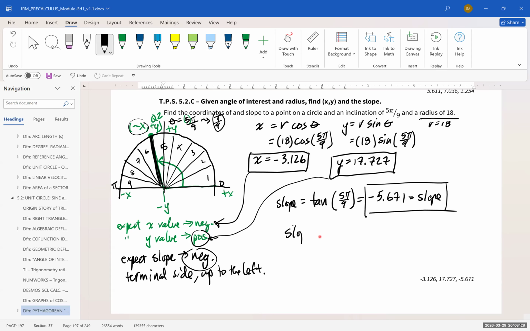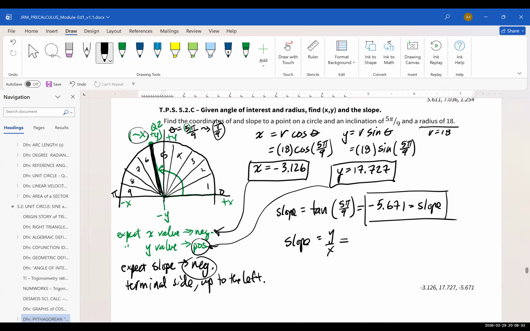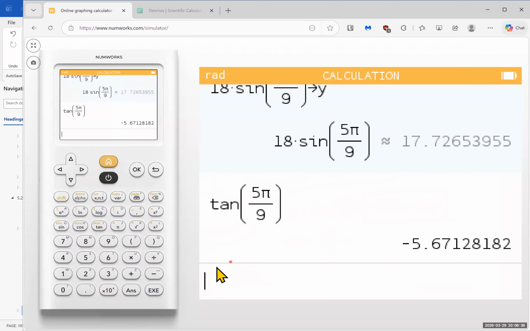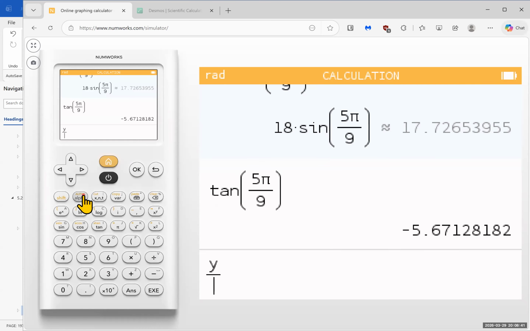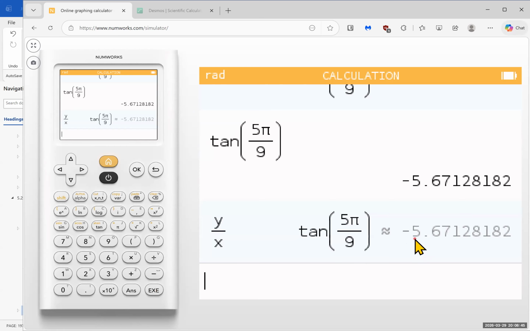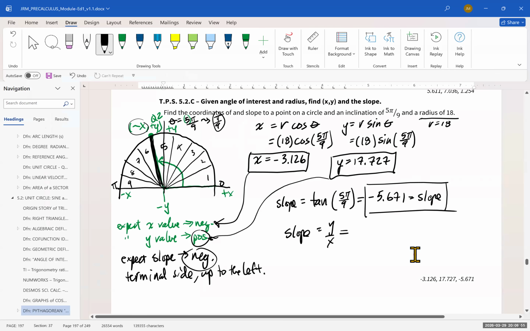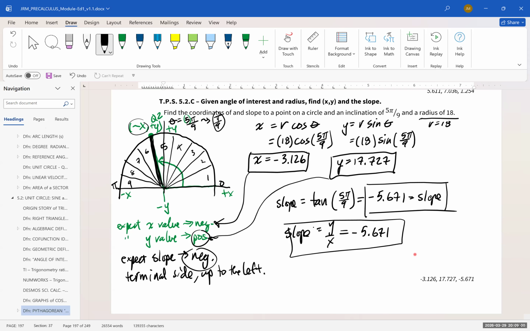And let's just check that. We know that slope should be y over x. And if we do that with our calculator, using the variables that we stored, we can do y divided by x, and we get negative 5.671. So that just validates what we did here. Okay, all right. Let me know if you have any questions.